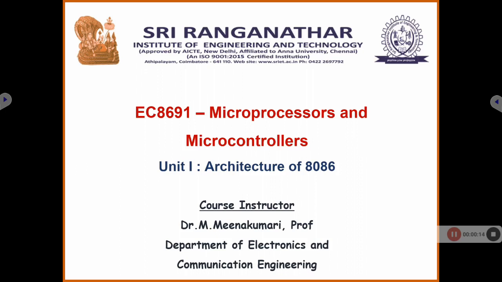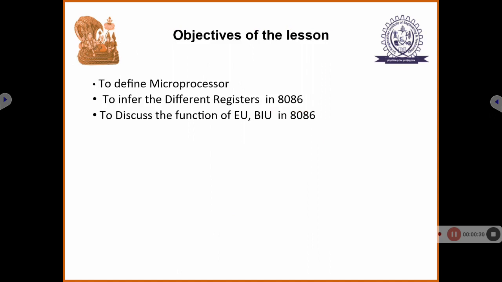So today we are going to see about the architecture of 8086 in the paper Microprocessors and Microcontrollers. So what are the objectives of this? To define the microprocessor. What do you mean by microprocessor? Infer the different registers which are available in the 8086 microprocessor. Next, to discuss the functions of two blocks, execution unit and bus interface unit in 8086 microprocessor.